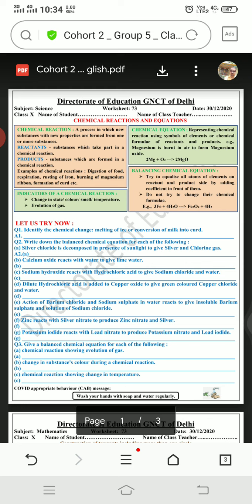Now we come to the indicators of chemical reaction. How we come to know that the reaction is taking place? If the reaction is taking place, then there will be change in some features, some characteristics of the reactant or the content in which the reaction is taking place. So these changes are change in state, like solid, liquid, gas. Liquid becomes solid, solid becomes liquid, liquid becomes gas, gas becomes liquid. So these state changes will take place in a reaction.